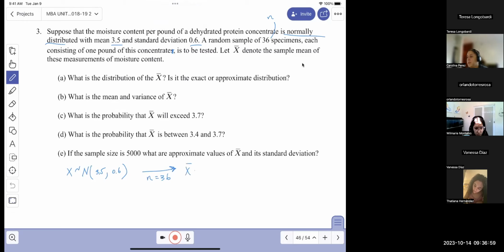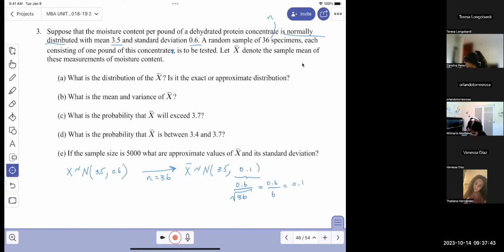So then X bar is also normal with the same mean, but a smaller standard deviation. It's 0.6 divided by the square root of your sample size. In other words, if you want those averages to be closer together so that your estimate is more precise, then you take a larger sample. So this is 0.6 divided by 6, or in other words, 0.1. I've just derived all that information.